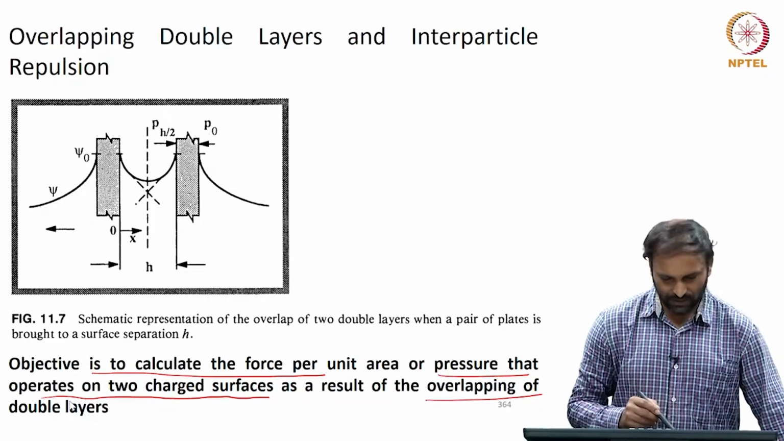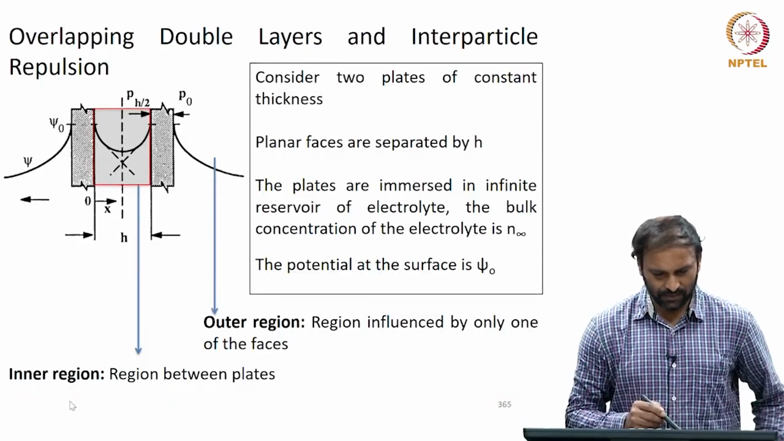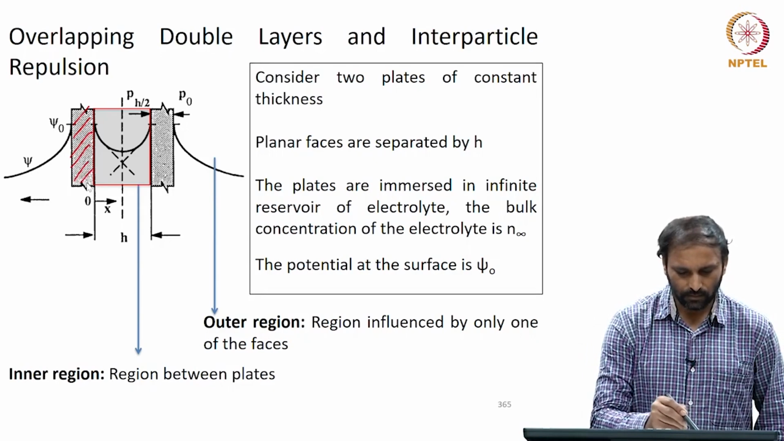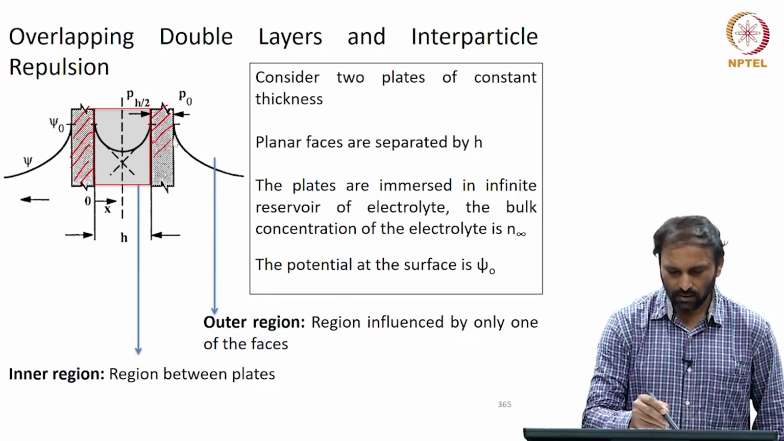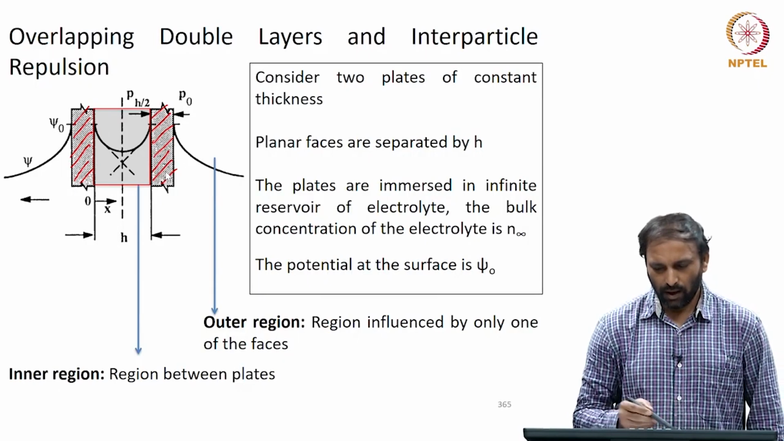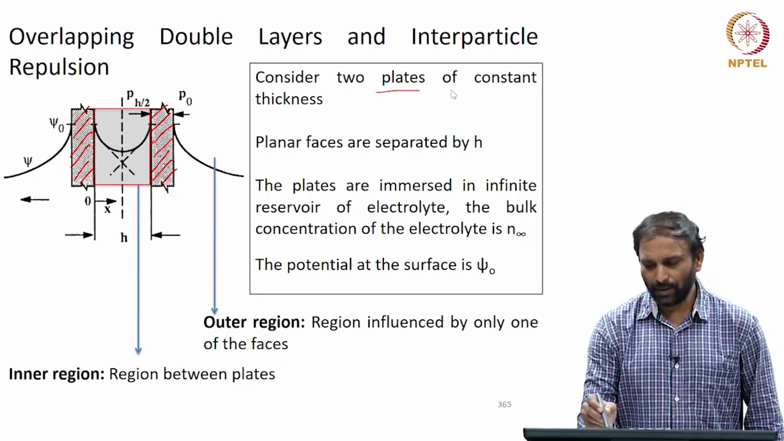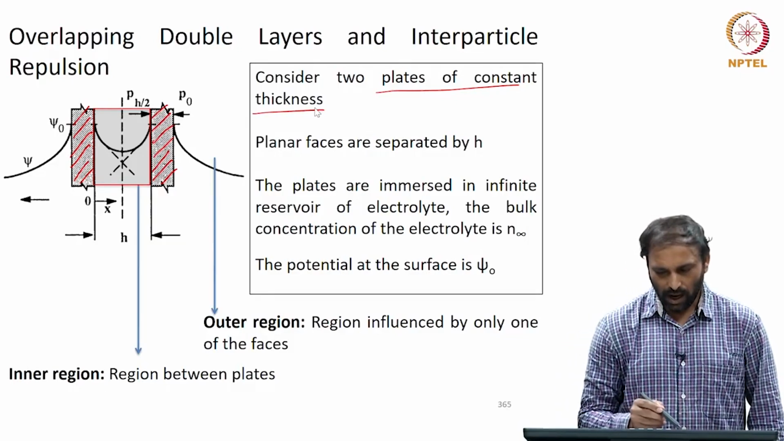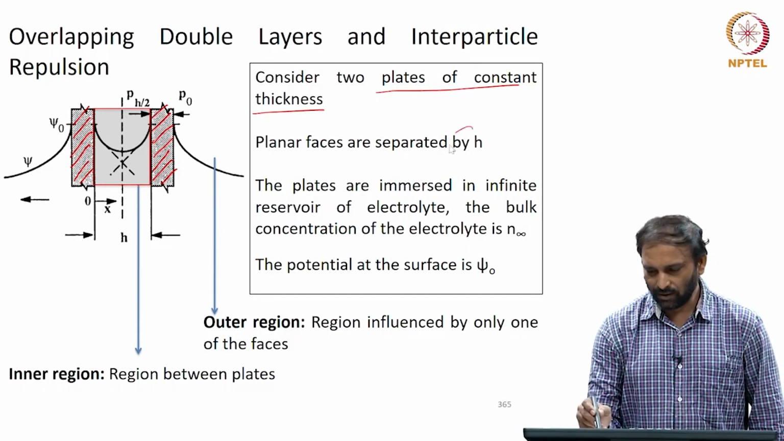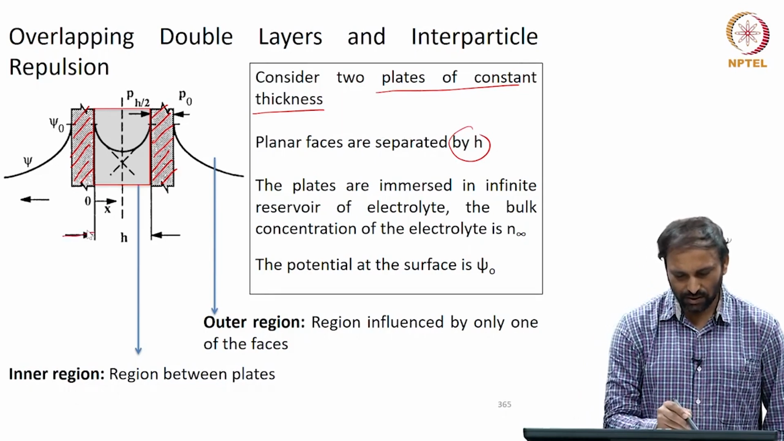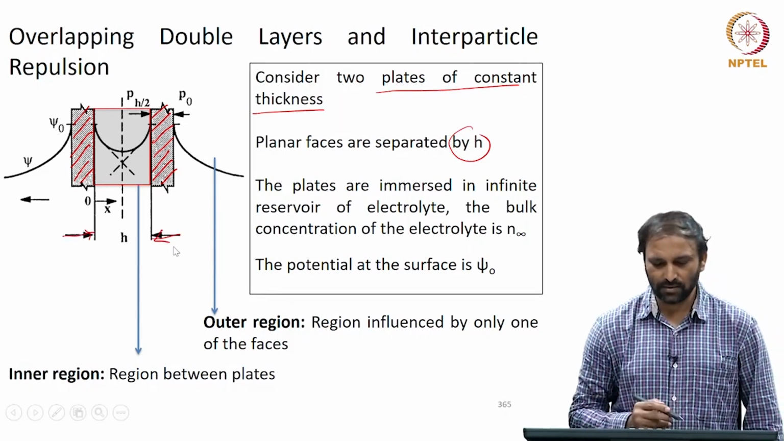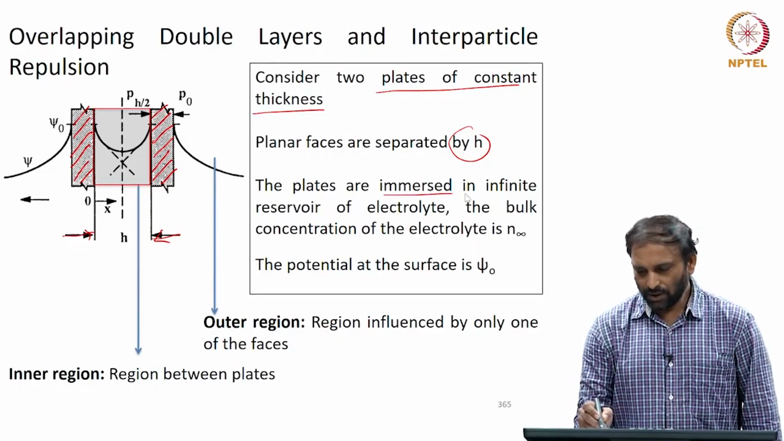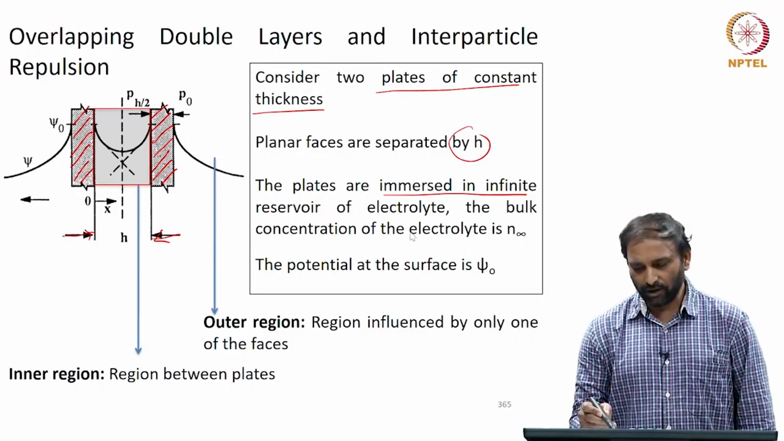So, you have a schematic here. This is a schematic of two plates, that is plate 1 and that is plate 2, and these are two plates of constant thickness, and they are separated by a distance h, that is the distance between the two plates, and the plates are immersed in an infinite reservoir of electrolyte.